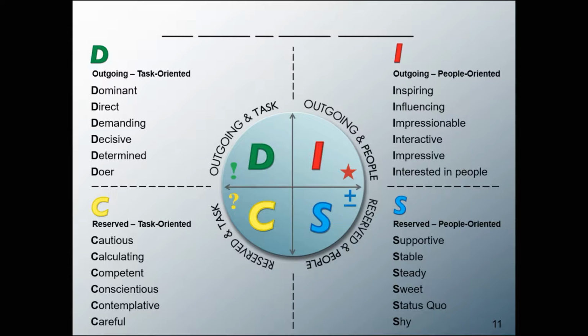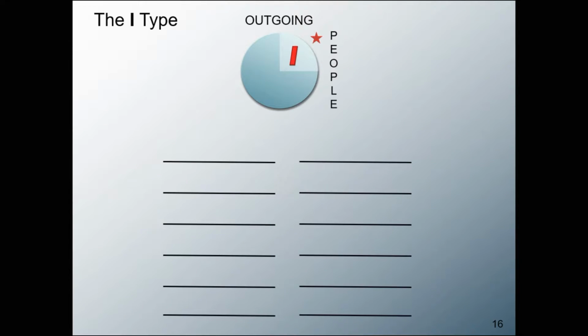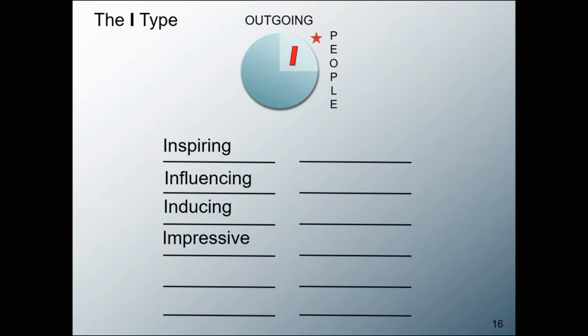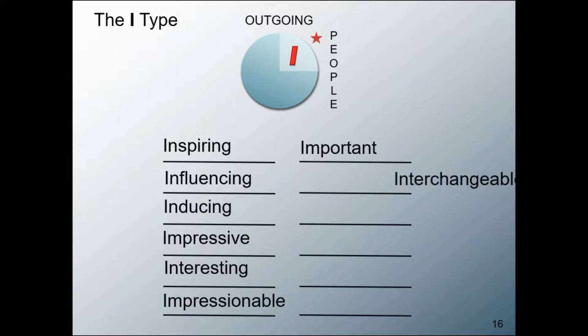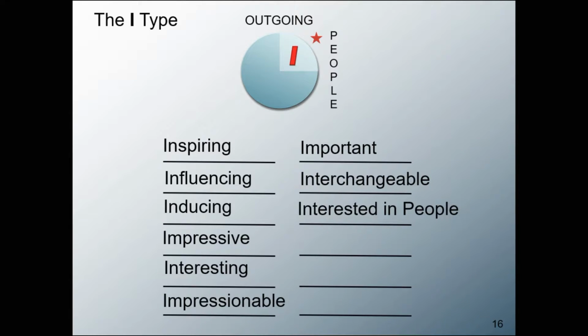Now let's go to the I-type personality. The I-type personality: inspiring, influencing, impressive, interesting. Yes, they are interesting. They are imaginative, interesting people, and interested in people. They like to feel important.